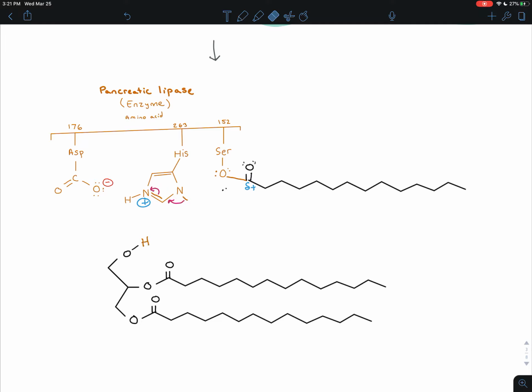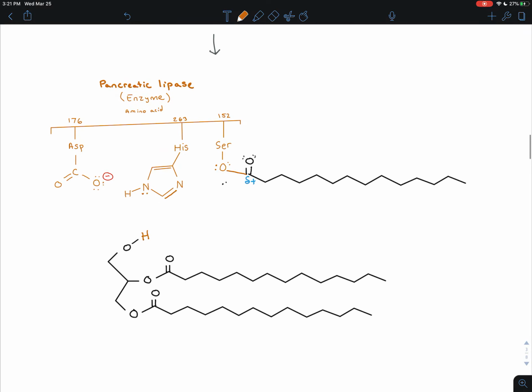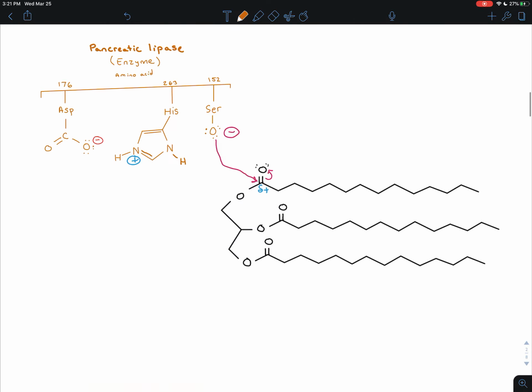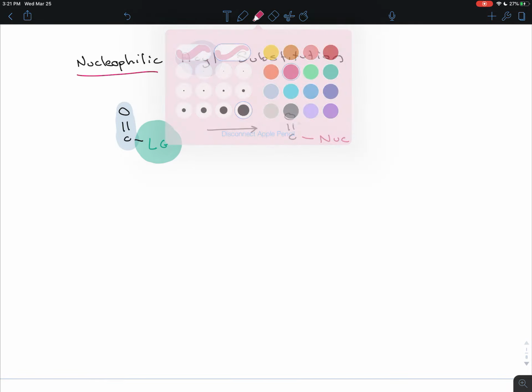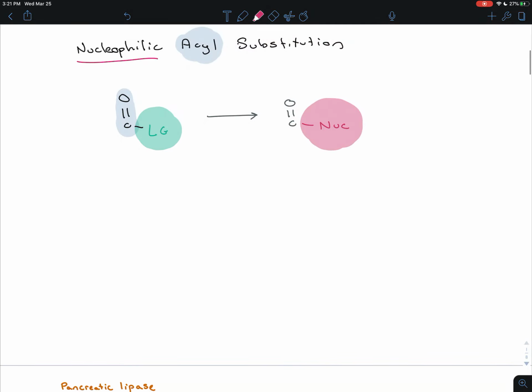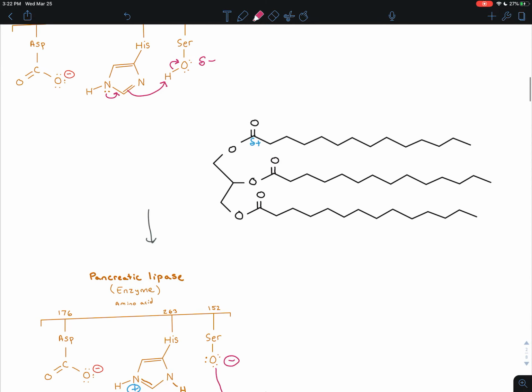From the histidine. So that becomes our pi bond. This pi bond moves, becomes a lone pair on that nitrogen. Okay, so what we've done was a nucleophilic acyl substitution. If you think about it in these terms here, we had a leaving group and we replaced it with a nucleophile. We had a leaving group on a carbonyl carbon, we replaced it with a nucleophile.